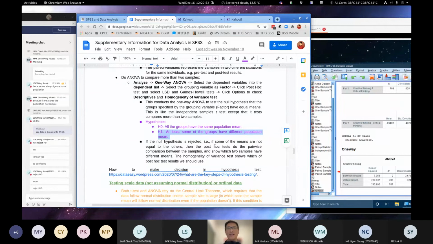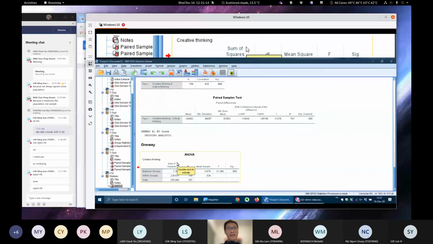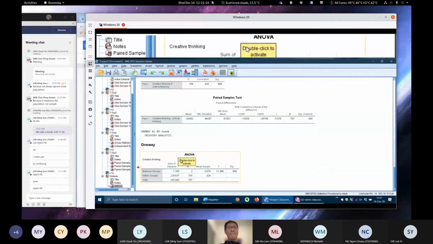We know at least some of them, or at least one of them, is different. But which one? We do not get the answer from here. We don't know which one. So that conclusion is not very helpful. Now, fortunately, in ANOVA, there is a way for us to get more information from here.